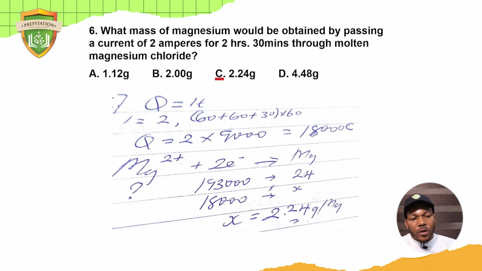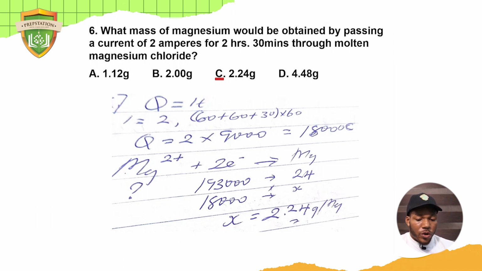First of all, find the quantity. You are given time. You are given 2 hours, 30 minutes. So convert these 2 hours, 30 minutes to seconds. So 60 plus 60 plus 30 times 60 will give us the conversion. That will give us 9,000 seconds. Multiply by the amperes, which is your current, and you have 18,000 coulombs. After that, write the half equation.